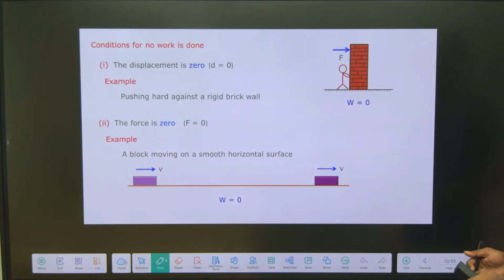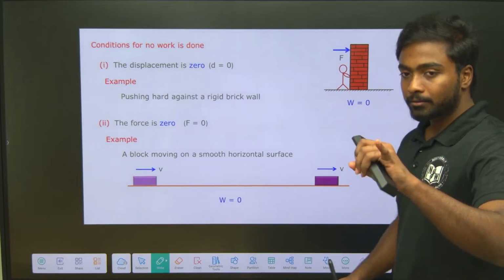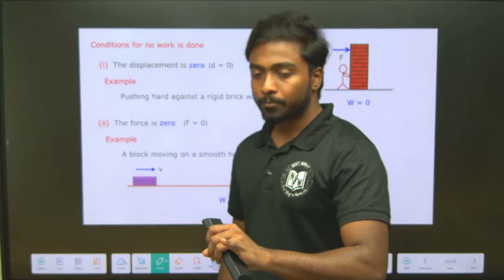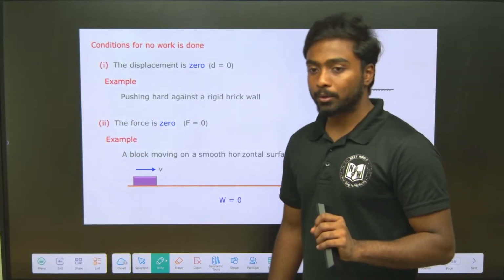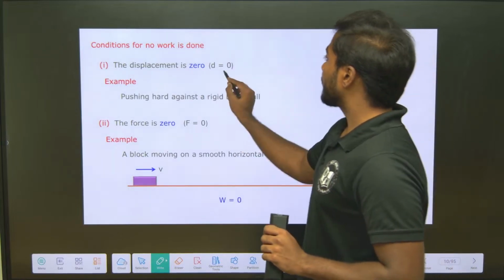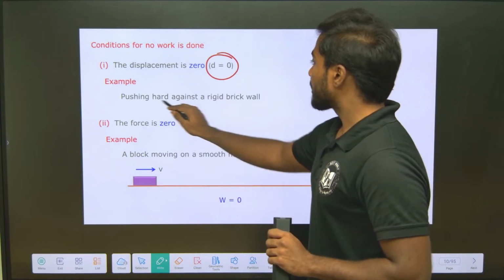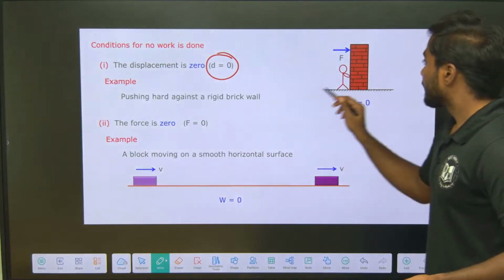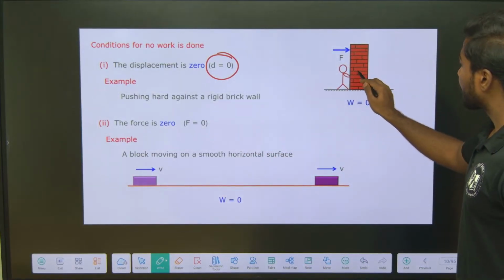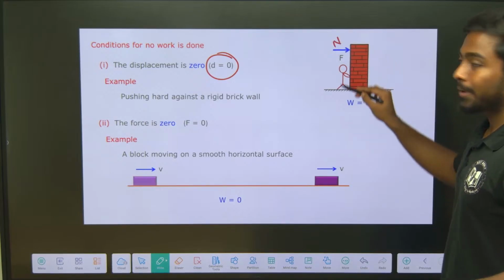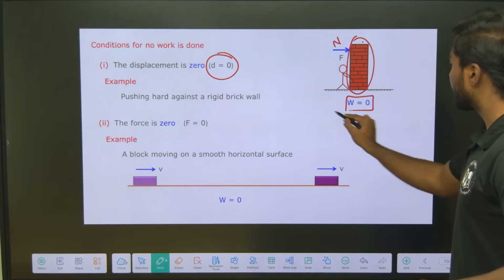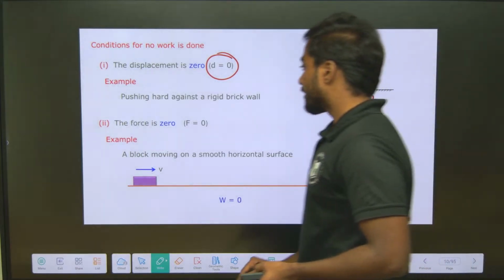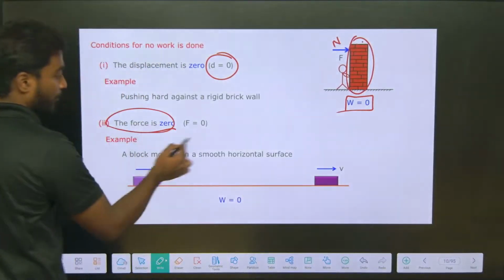Okay, so the conditions for no work done: either displacement should be 0, or force should be 0, or the angle will be perpendicular. First condition, displacement is 0, d equals 0. You are pushing hard against a rigid brick wall, right? You are applying a force, but there is no displacement happening here, which means work done equals 0. Next condition is force is 0, F equals 0.